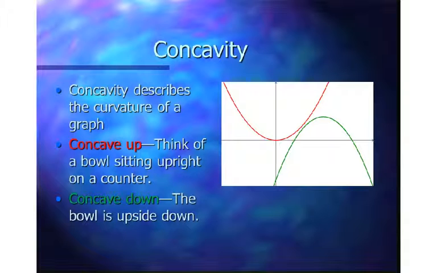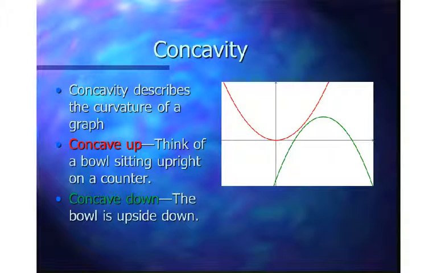We talked about this a little bit last year. If a curve is concave up, I want you to think of a bowl that's sitting upright on a counter. Okay, so that red curve there on this graph is concave up because it's opening upward. So always think of the opening. Don't think of where the vertex is, but think of the opening of the graph. And so it's opening upward, so it's concave up. And then that means that that green one is concave down.